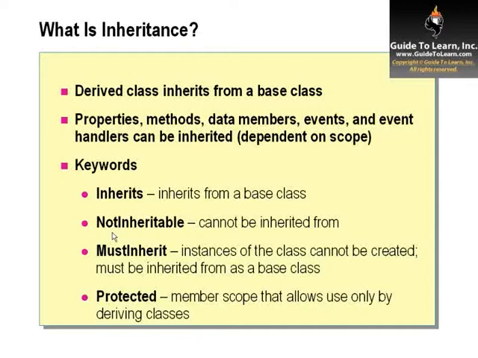Or you could say MustInherit, which means they cannot create an instance of it directly. They have to inherit from it first. Usually we use that keyword only for base classes. And then you could say Protected, which allows only and only the derived class to use it. No one else can use it.